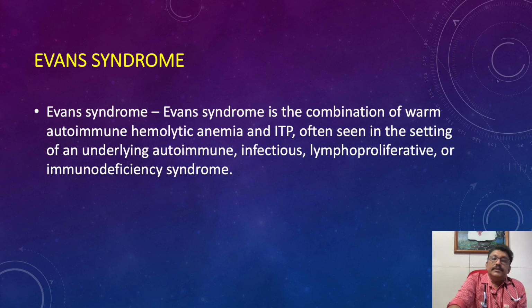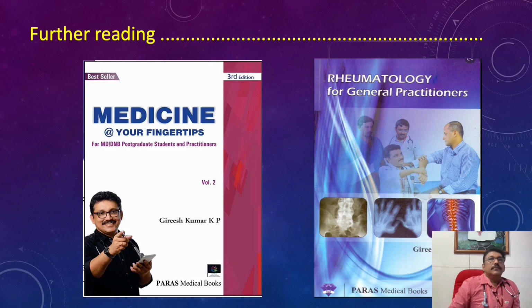Another important syndrome we'll just discuss, that is Evans syndrome. It is immune thrombocytopenia with autoimmune hemolytic anemia. So two syndromes together are called Evans syndrome, immune thrombocytopenia with immune mediated hemolytic anemia. So this patient can have thrombocytopenia with anemia. So we have discussed one of the important conditions, that is thrombocytopenia in the emergency room.